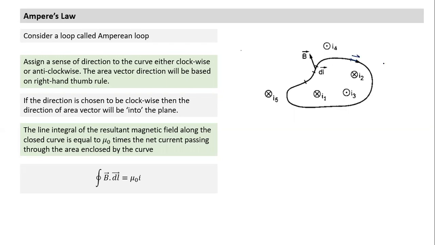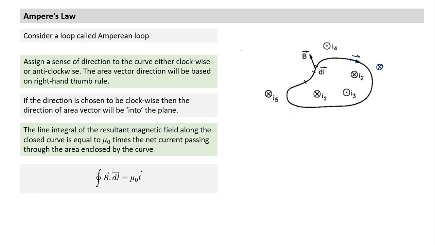If I take clockwise, which direction is to be taken positive? This one. So in this case, which current will be taken as positive? The ones which are along the direction of the area vector. The cross will be taken as positive and the dot will be taken as negative. And only 3 of them count. The other 2 are outside, they will not come into the equation.